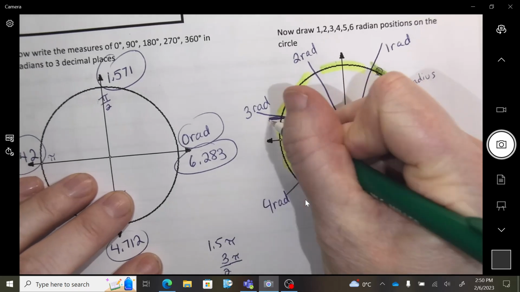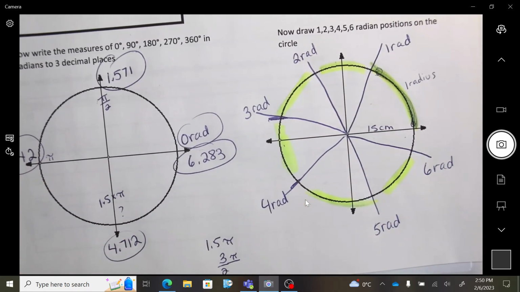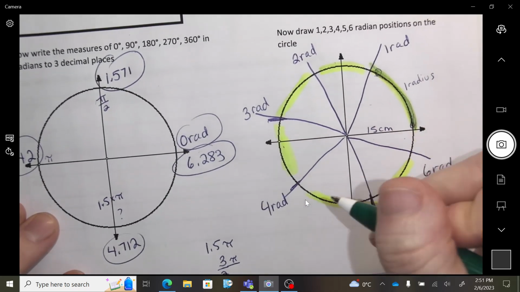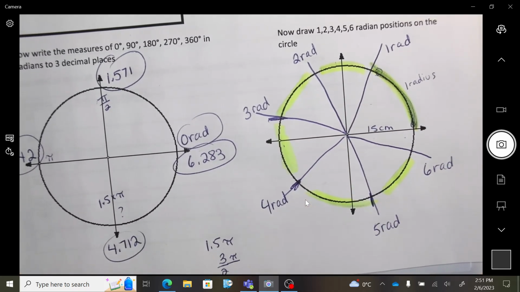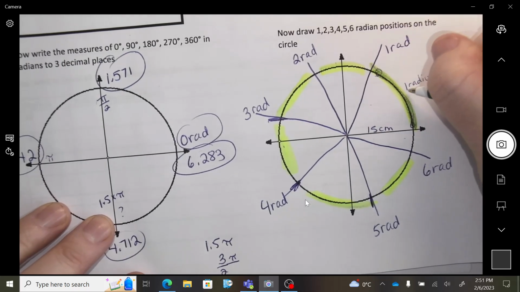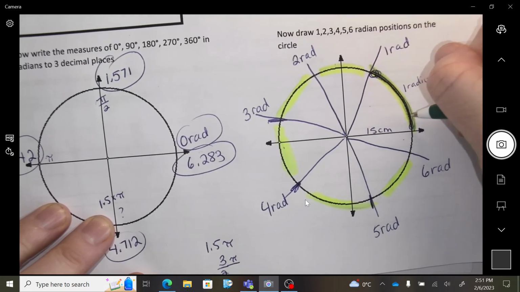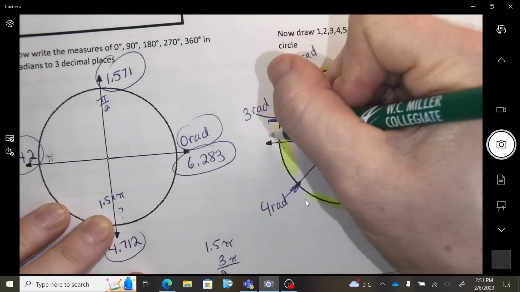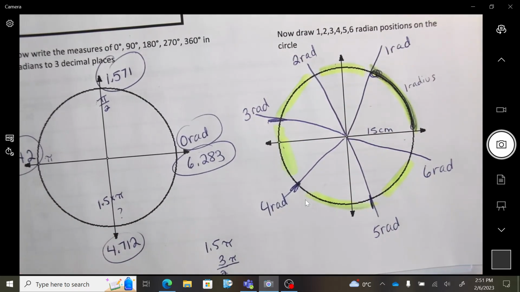Does that make sense? It's how many centimeters? Whatever your radius is. So if I had a radius equal to the radius, then this arc distance would be 15 and this arc would be 15. It'd all be the radius amount. Okay?